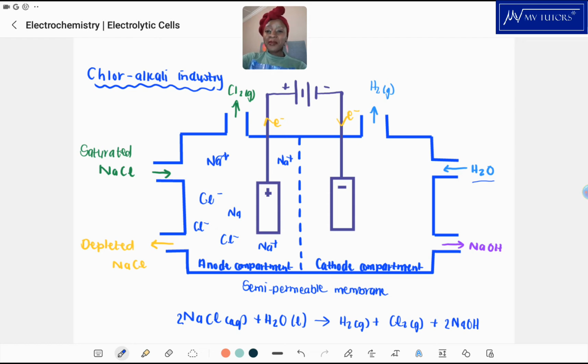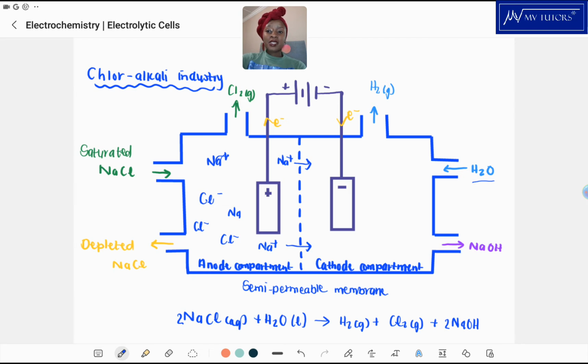Well, the membrane actually allows the sodium to go through, okay? Because they say it's permeable, it means it can allow stuff to go through, but only sodium goes through, while the chloride ions are left behind in the anode compartment. And it makes sense, guys. Remember now, your electrode is positively charged for the electrolytic cell.